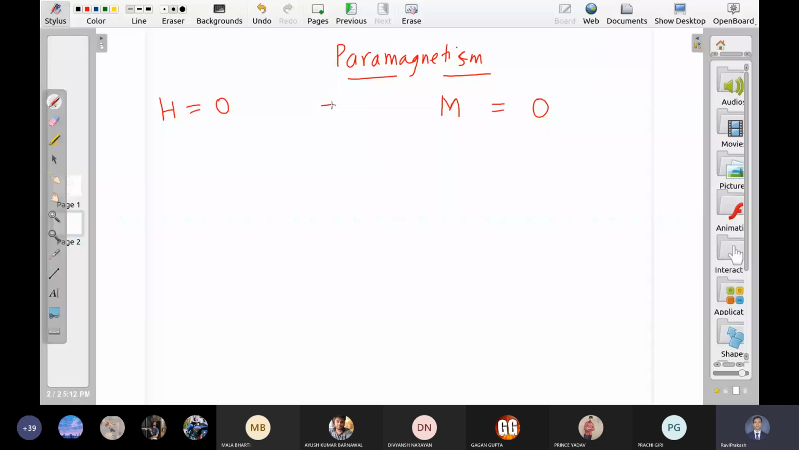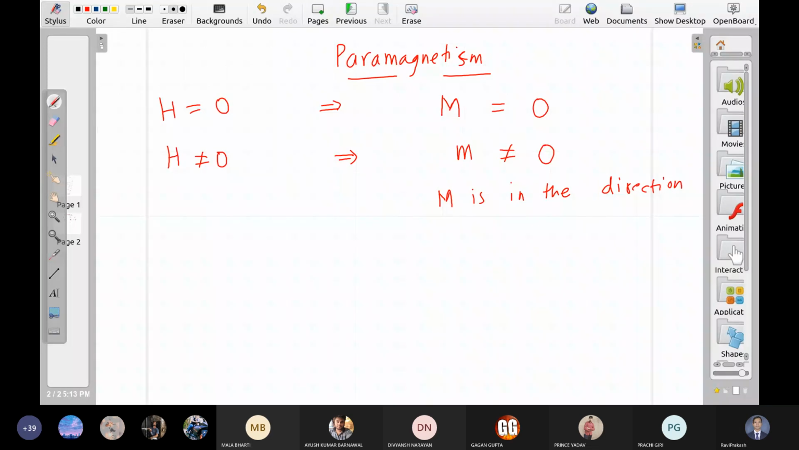But if you apply any field, then there is a magnetization in the material, and this M is in the direction of H, or chi, which is M by H, is a positive number.